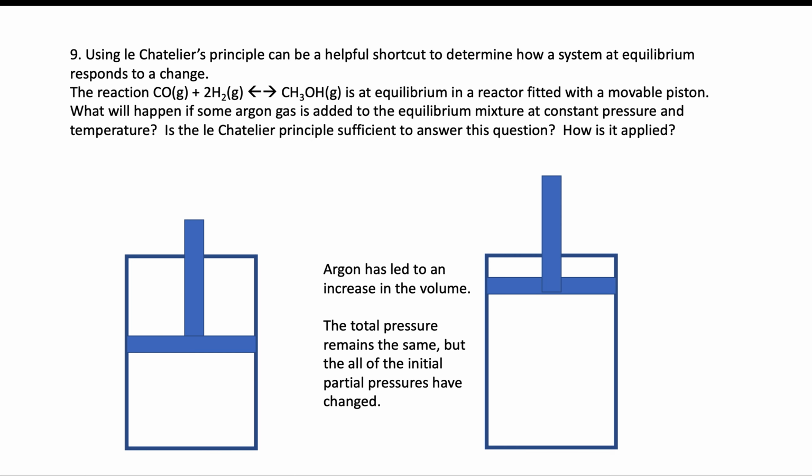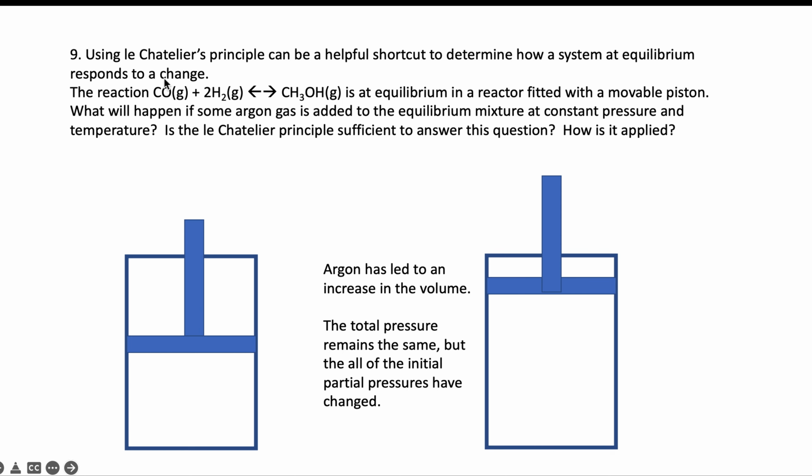The total pressure that I have has remained the same, and in order to remain the same, I had to have an increase in the volume. Now, the partial pressures for my different components, the CO, the H2, the methanol, all of those partial pressures are now smaller than they were initially. I haven't changed the number of moles of those particles, but I've increased the volume. Their pressures have gone down, their concentrations have gone down.